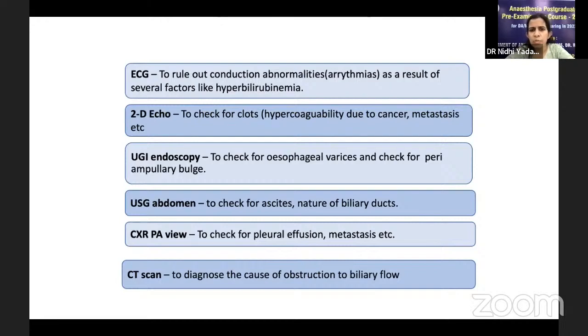Upper GI endoscopy to check for esophageal varices and check the periampullary bulge. USG abdomen to check for ascites, nature of biliary ducts, and to diagnose stones. Chest X-ray PA view, posterior anterior view, to check for pleural effusions, metastasis, etc. And CT scan to diagnose obstruction to biliary flow.